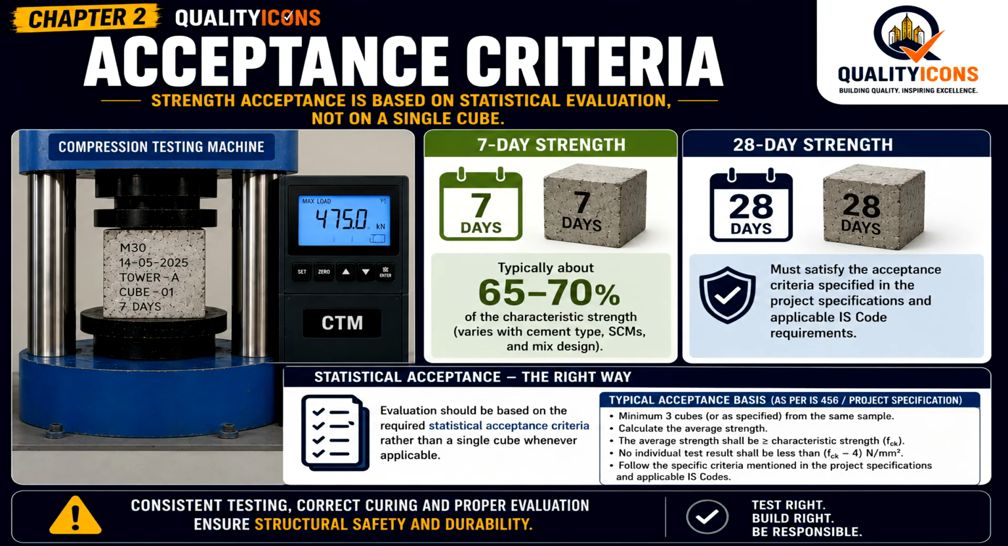Statistical acceptance, the right way. Evaluation should be based on the required statistical acceptance criteria rather than a single cube, whenever applicable. Typical acceptance basis as per IS 456 or project specification. Minimum 3 cubes as specified from the same sample. Calculate the average strength. The average strength shall be greater than or equal to the characteristic strength, which means fck. No individual test result shall be less than fck minus 4 N per square mm. Follow the specific criteria mentioned in the project specifications and applicable Indian standard codes.